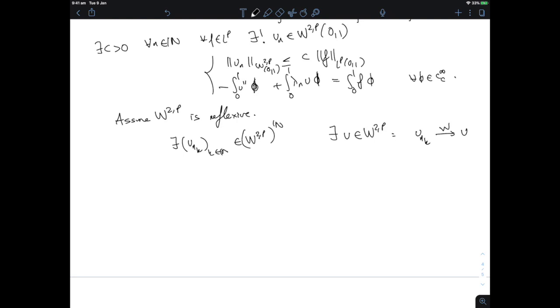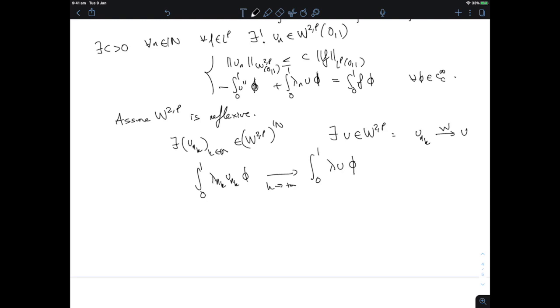Okay, but u_nk converges weakly to u, and lambda n converges almost everywhere to lambda, by continuity of lambda. So what have we got? We've got that the integral of lambda_nk u_nk phi from 0 to 1 will tend, as k tends to infinity, to the integral from 0 to 1 of lambda u phi.